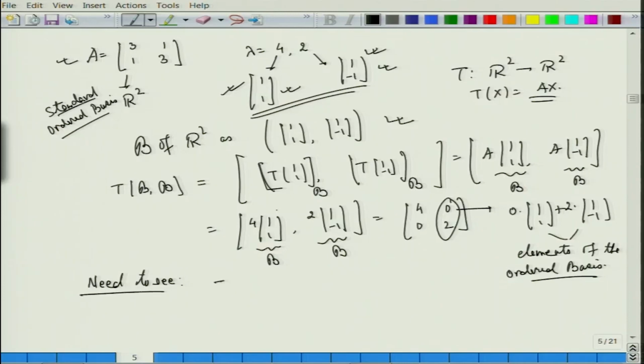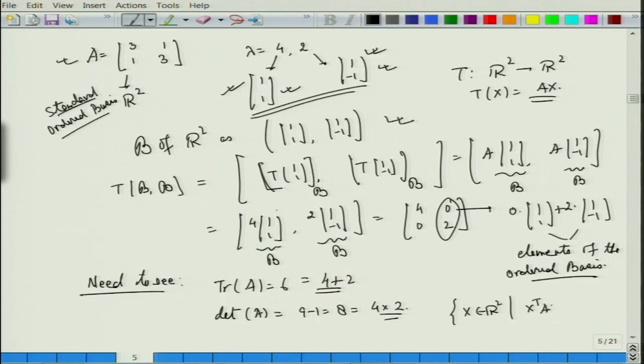Look at the trace of the matrix. Trace of the matrix A is 6, which is the same as 4 plus 2. And let us look at the determinant of A. Determinant of A is 9 minus 1, which is 8, which is the same as 4 times 2. And we also saw that since A is symmetric, we could talk of x transpose Ax being 1, or all x belonging to R2 such that x transpose Ax is 8 or something, I do not remember exactly what I wrote.